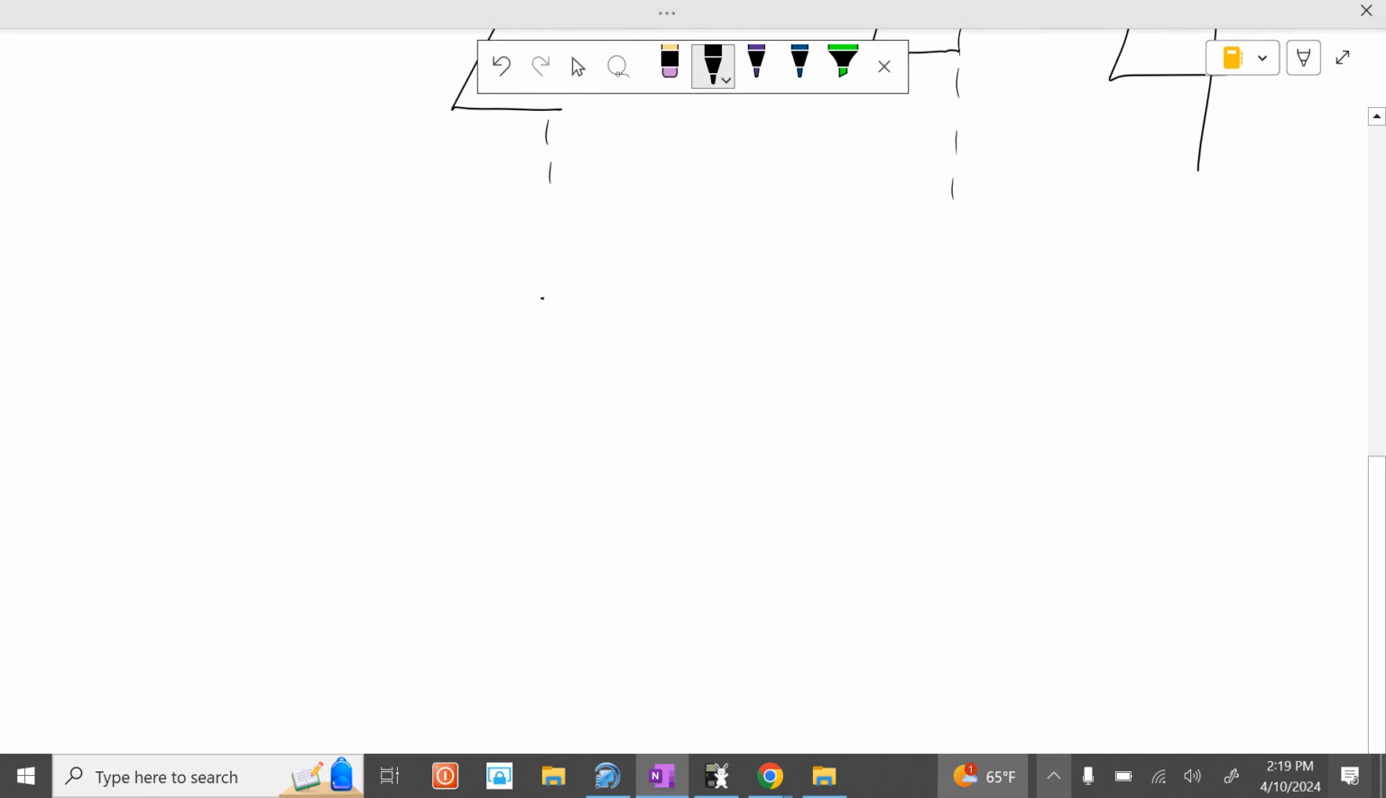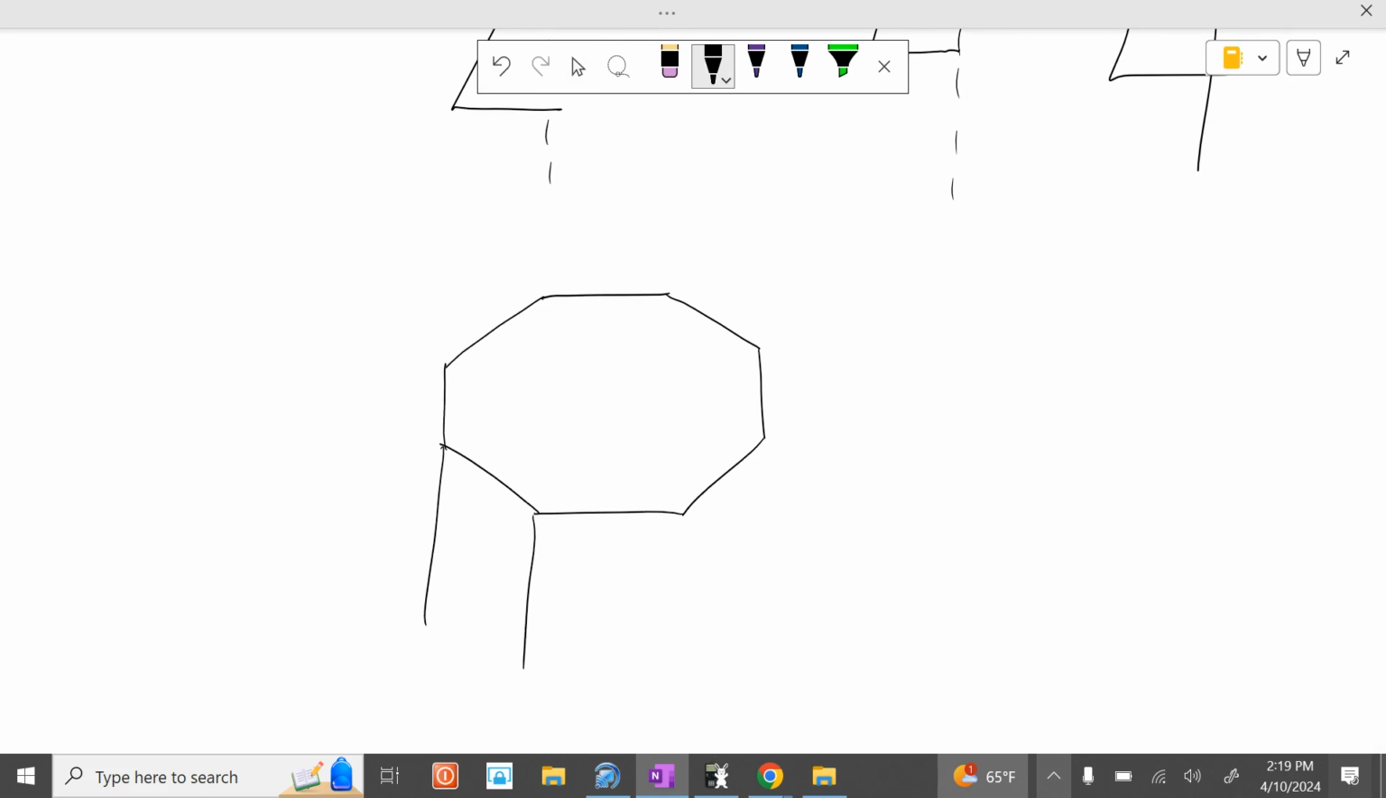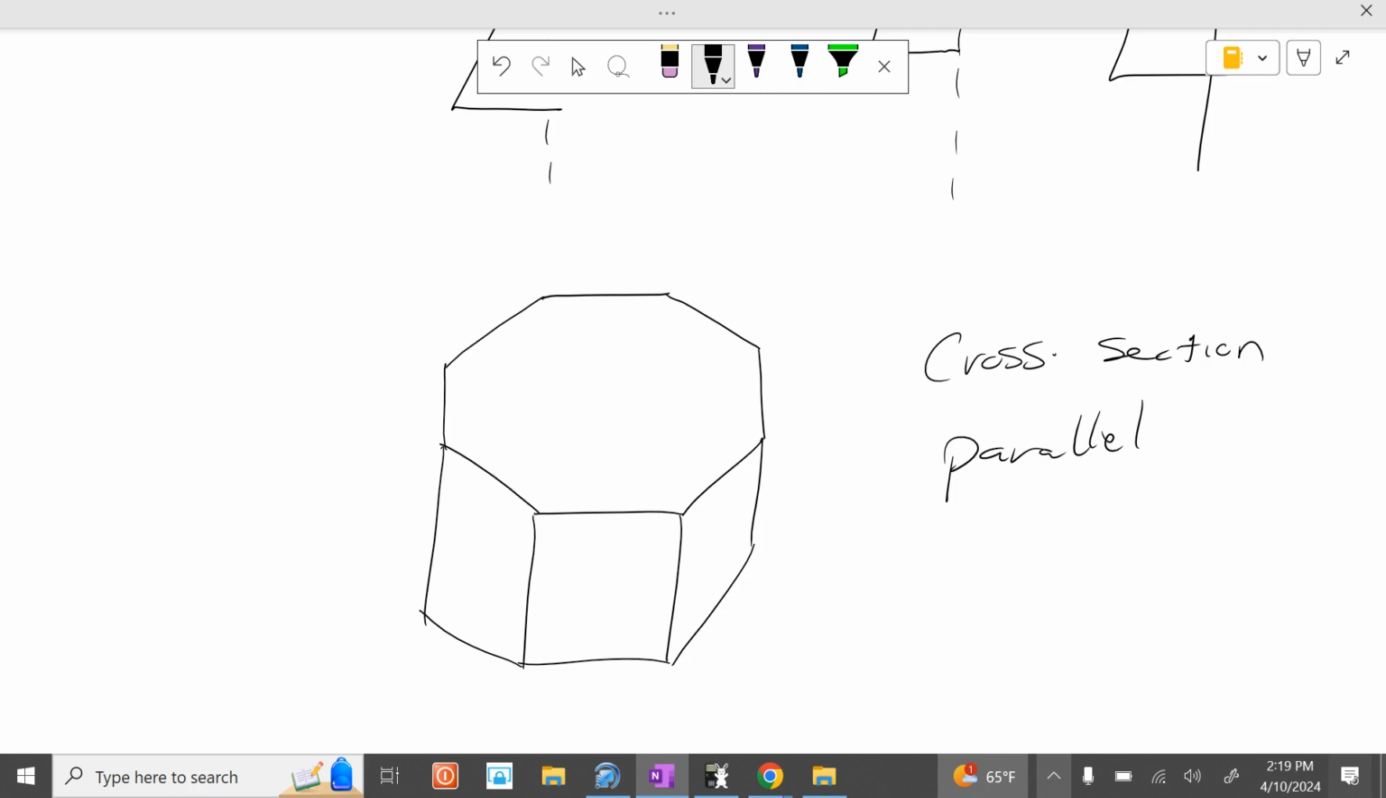So if I take a cross section of this parallel to the base, what shape is it? What shape will the cross section be, Carson Wingle?